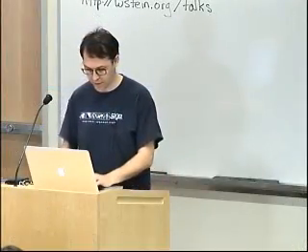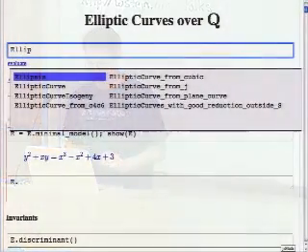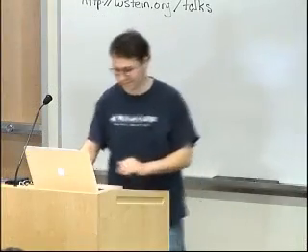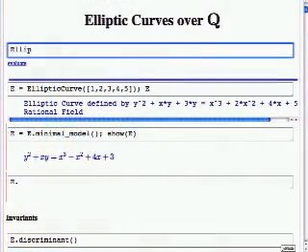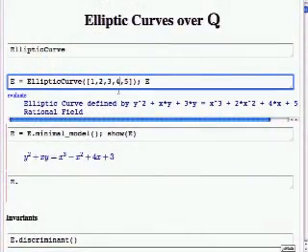If you can't remember even the command, you can say ELL tab, and it gives you all the commands that start with ELL. So if you can't remember how to spell elliptic curve, for example, then you can just select it like that. OK, so now we have an elliptic curve. And let's transform it into minimal form.